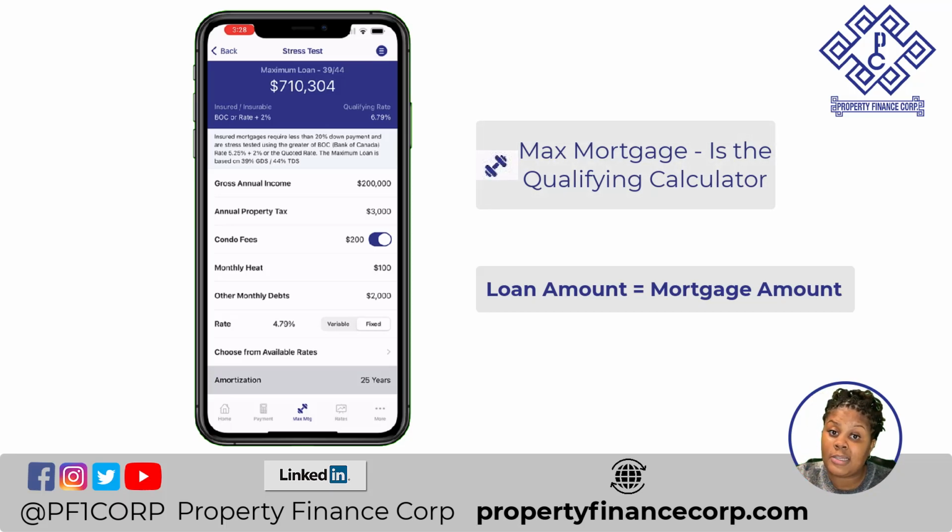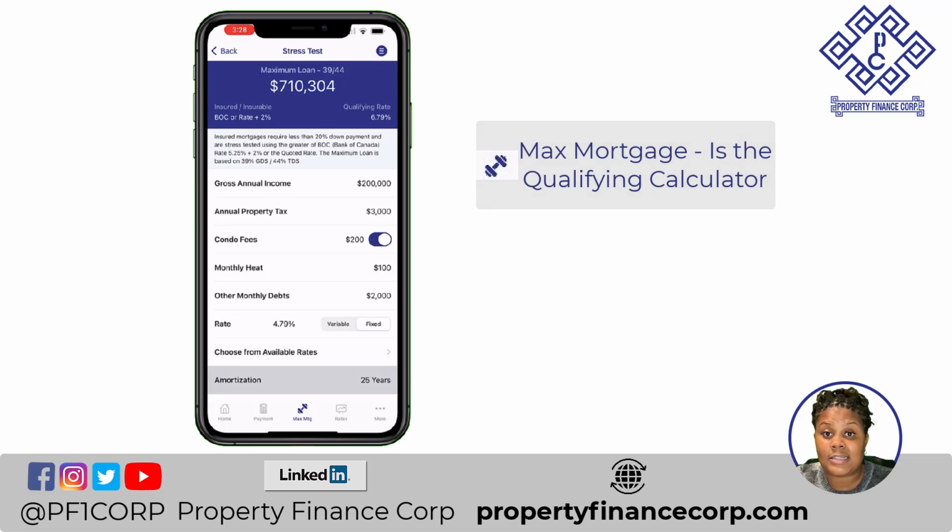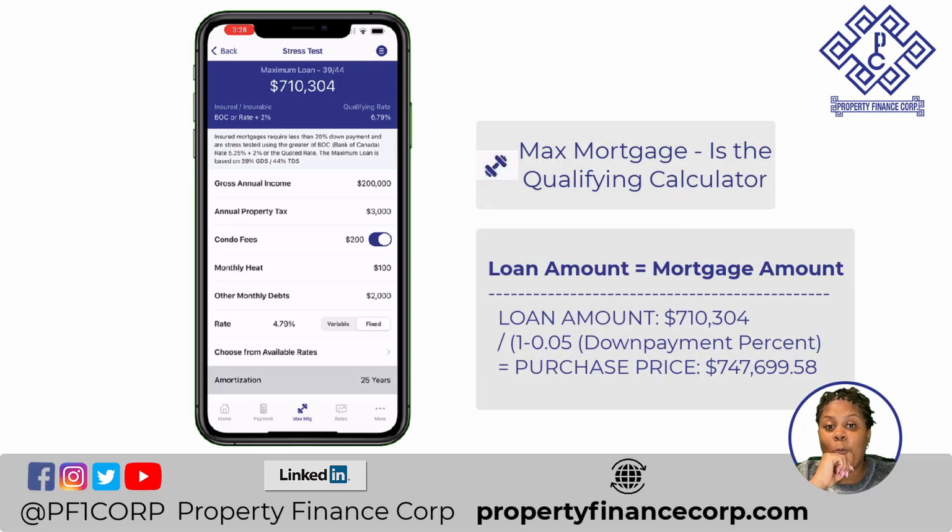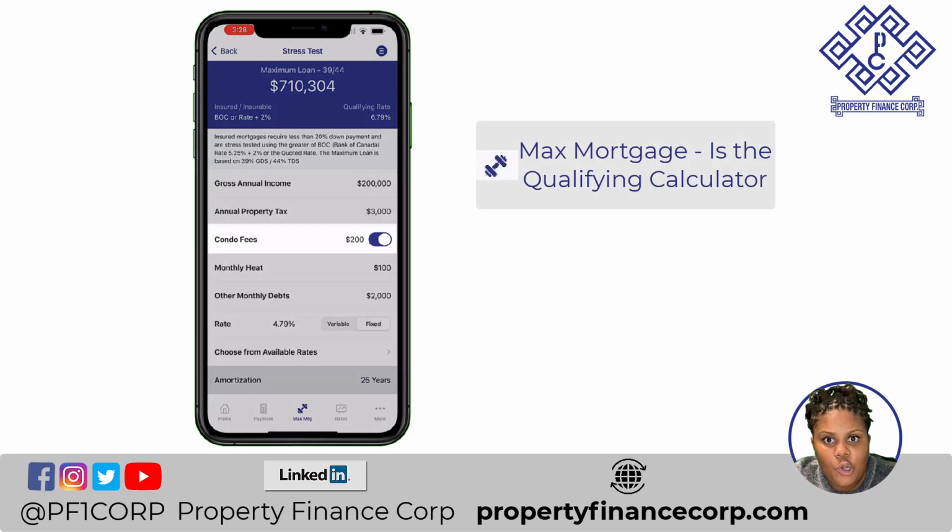The purchase price would be $747,699.58. How did I calculate that? Well, the max purchase price is $710,304 divided by 1 minus the down payment percentage, which is 5%. Then the max purchase price would be $747,699.58.